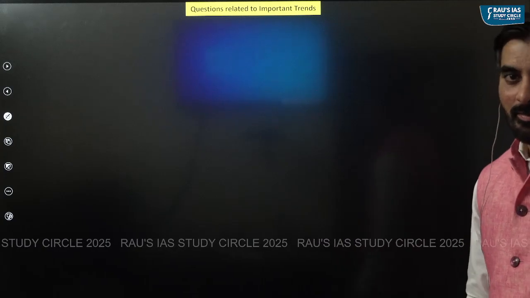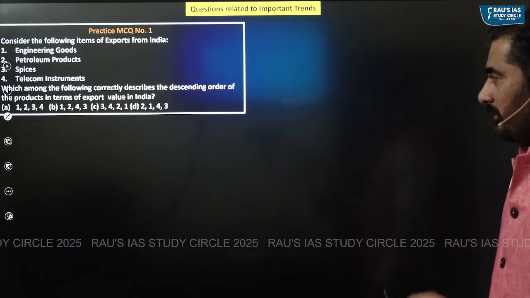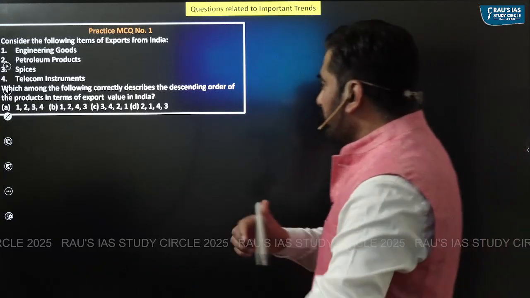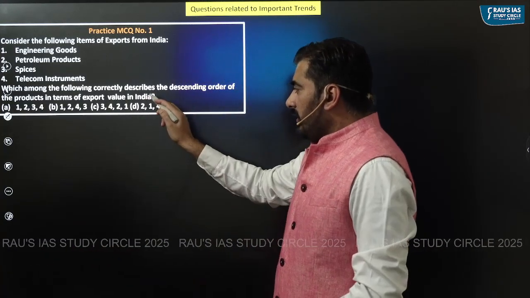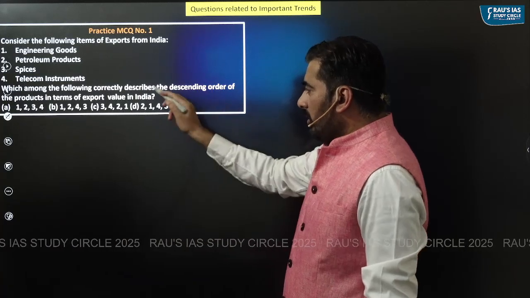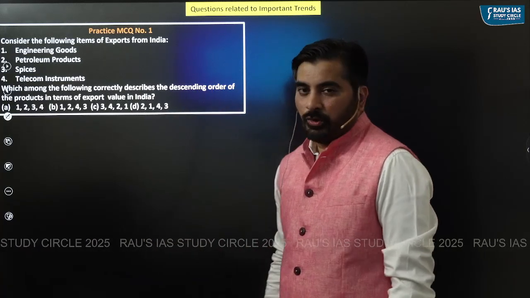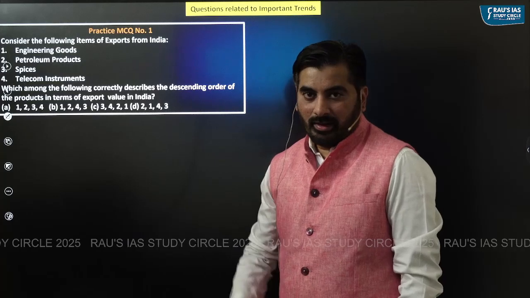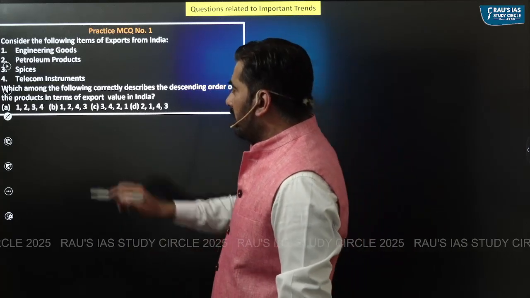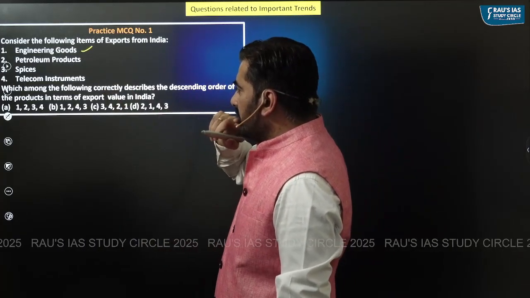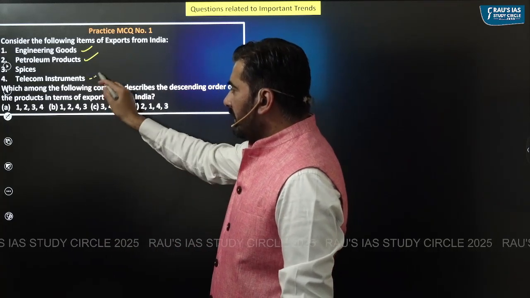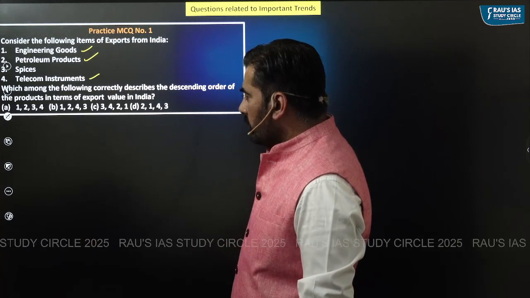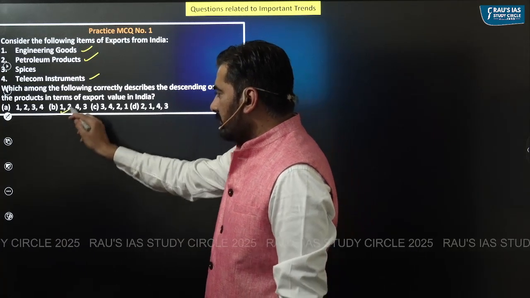Now let's take up some important questions related to trends. Consider the following items of exports from India. Which of the following correctly describes the descending order of products in terms of export value in India? Descending order, first is engineering goods, followed by petroleum products, followed by telecom instruments. So it should be 1, 2, 4 and 3. Answer is B.